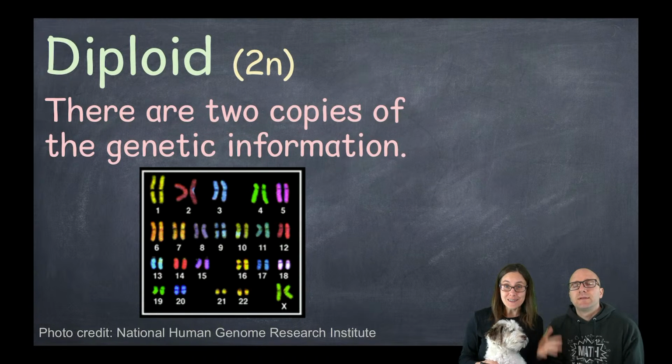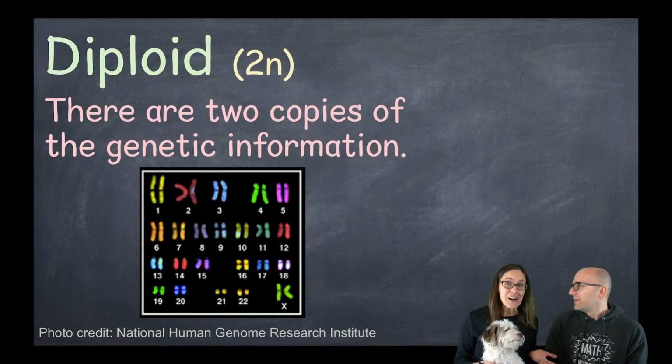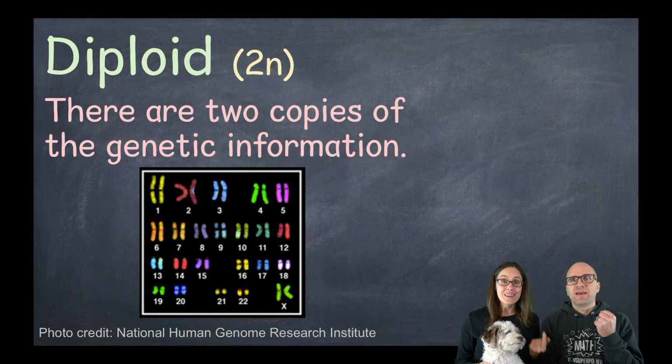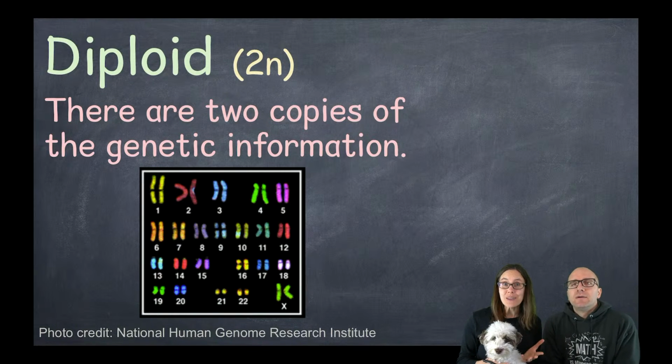The word is diploid. Guess who's diploid, Math Dad? Am I diploid? You are. Yes. Guess who else is diploid? Kaladin? Yes, me and the dog. All human beings, most mammals, are diploid. They have two copies of each set of genetic information.